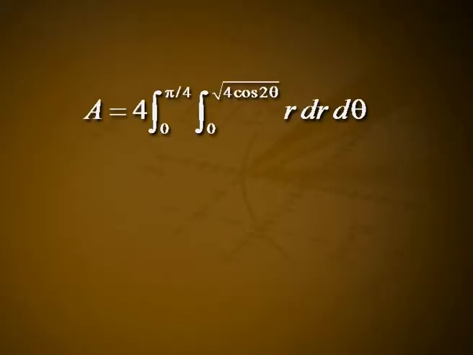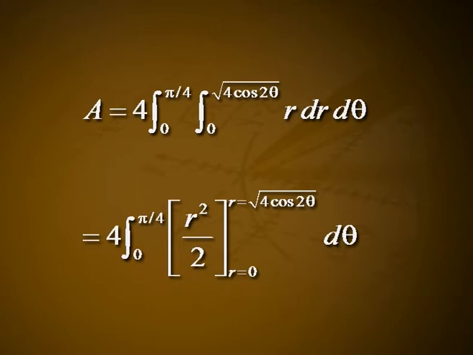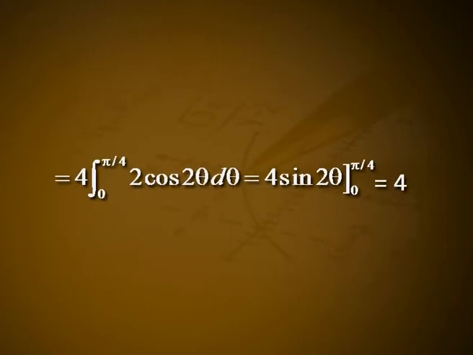Hence, the required area is A is equal to 4 times integral 0 to pi by 4 integral 0 to square root of 4 cos 2 theta r dr d theta, which is equal to 4 times integral 0 to pi by 4 r squared by 2 over the limit 0 to square root of 4 cos 2 theta d theta, which is equal to 4 times integral 0 to pi by 4 2 cos 2 theta d theta, that is equal to 4 sin 2 theta over the limit 0 to pi by 4, that is equal to 4.